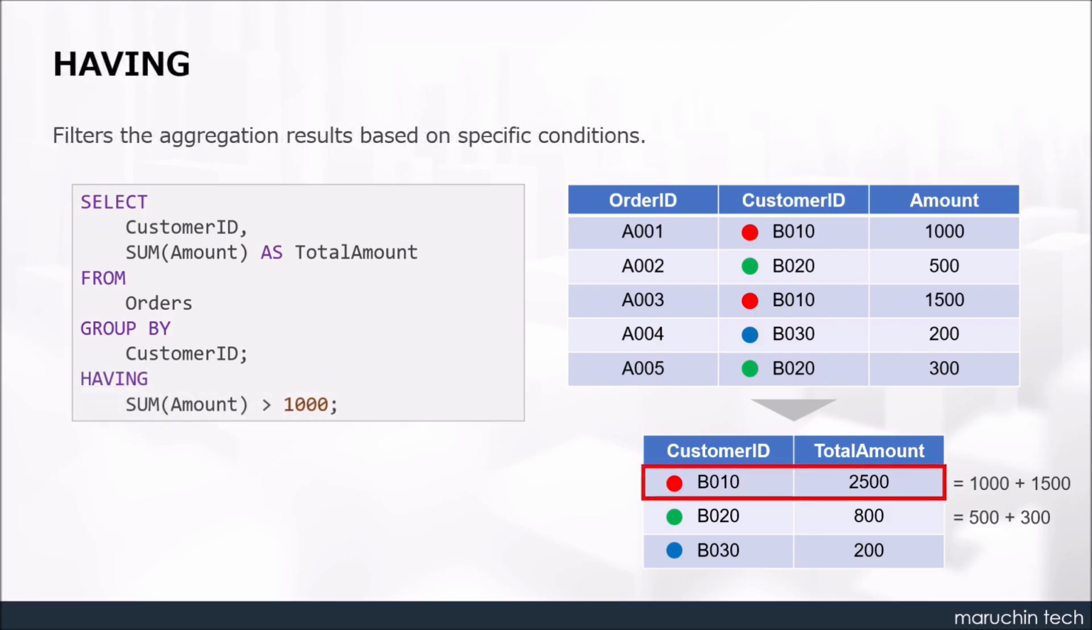Next is HAVING, a clause often used together with GROUP BY. The HAVING clause filters the aggregation results based on specific conditions. We group by customer ID using the same table as before. Against this grouped result, we specify a condition of 1000 or more using the HAVING clause. As a result, only the groups that meet the condition of being 1000 or more are returned.